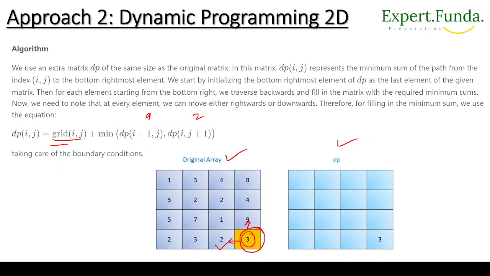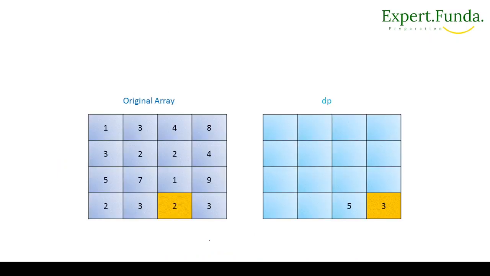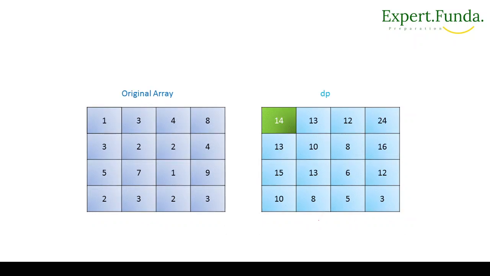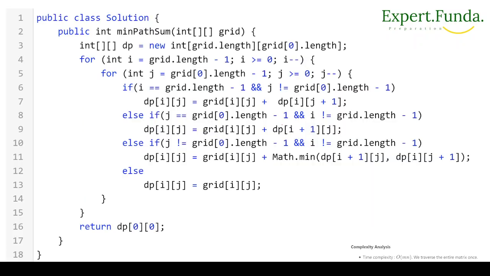Which one is minimum? 2 is minimum, and currently we have 3. So we will choose these, 3 and 2, and the next value will come as 5 here. Okay, that is what we are going to see. As you can see, similarly we will fill all the data in the original DP, and we will reach the last position, have our minimum value, and then return our data.